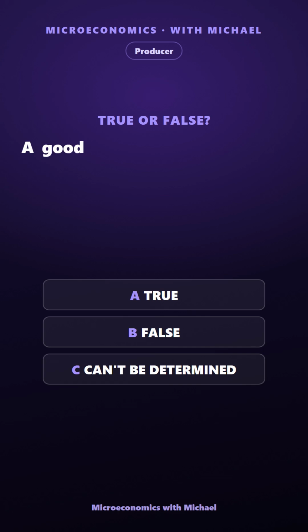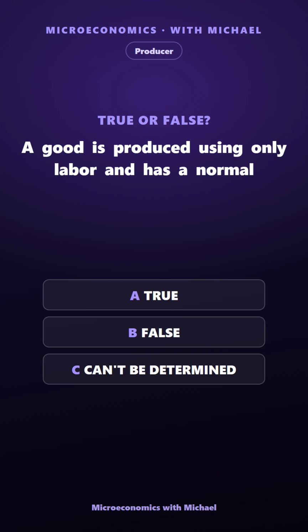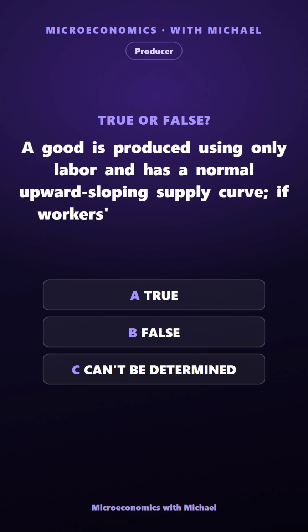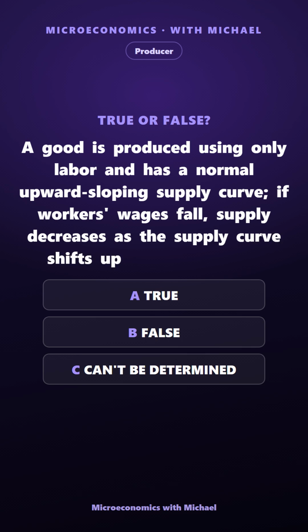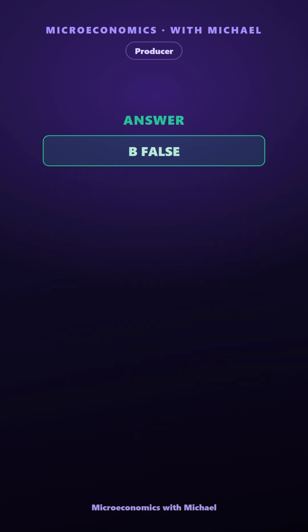A good is produced using only labor and has a normal upward sloping supply curve. If workers' wages fall, supply decreases as the supply curve shifts up and to the left. True, false, or can't be determined. The answer is false. Incorrect.